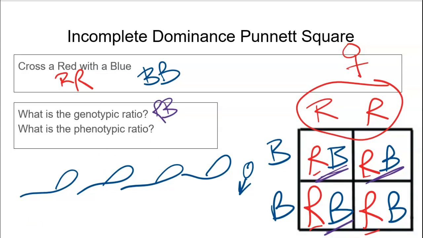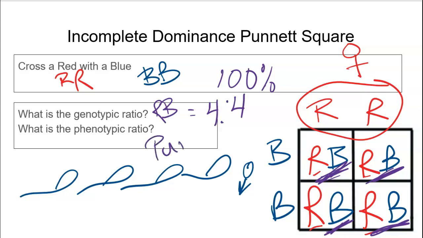Remember that the genotypic ratio is over here, where 1, 2, 3, 4 offspring end up being RB or BR, so they all are 4 out of 4, or 4 to 4, or 1 to 1, or you could just say a 100% chance of getting all the same type of offspring. So what's the phenotype in this case? All of them would be purple in color because they appear to be blended.